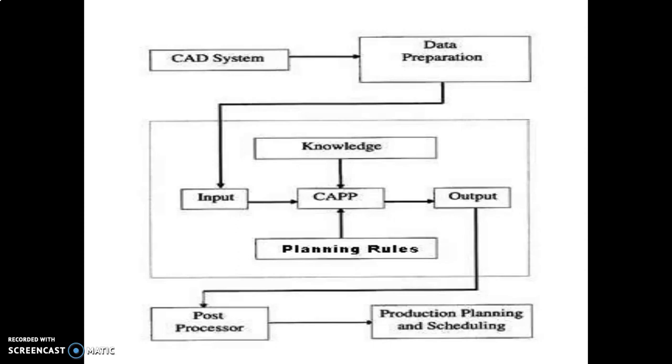So you can understand this figure, that the planning rules are prepared by the company itself, and in that you require knowledge about the different process planning methods, how these process planning methods are used, and after preparing, that output is sent to the post processor, and that is used for the actual production planning and scheduling.